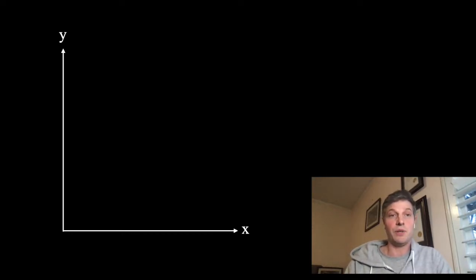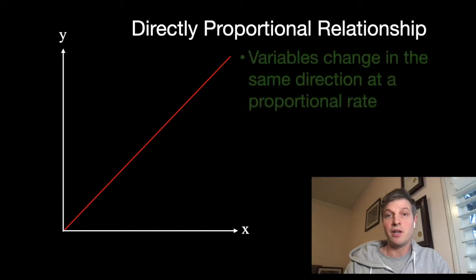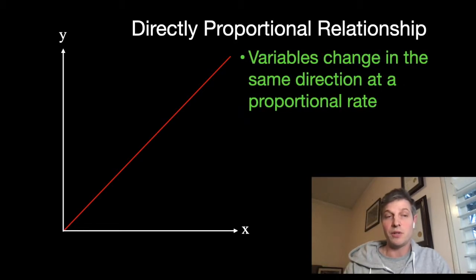So graphs, we draw them in science to show the relationship or the trend between two variables. Variables that change with proportional rates produce a straight line with a constant positive slope. We call this a directly proportional relationship. As x increases, y increases. We write this out as y is proportional to x, with that little symbol there being the proportional symbol.